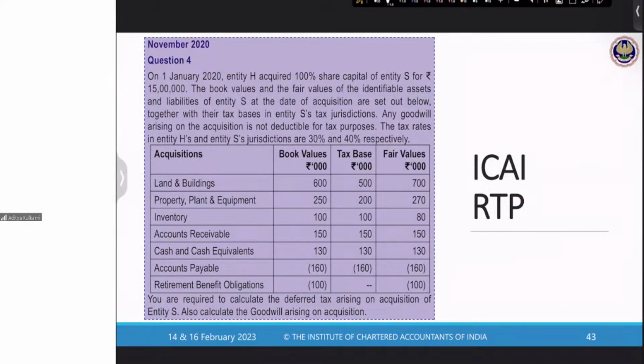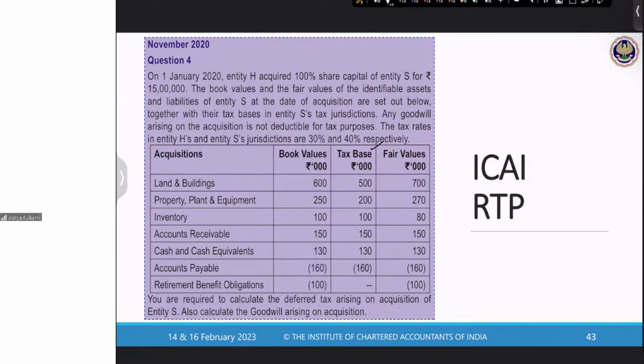Similar data is given. Similar things are there. Only thing is what you will have to now compare is you are having the tax base. So therefore, your comparison has to be different. Okay. So now quickly go through this question. I'm giving you 2 minutes. Tell me what is the DTA or the DTL that you are going to recognize.